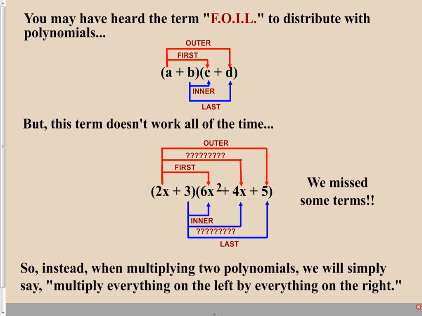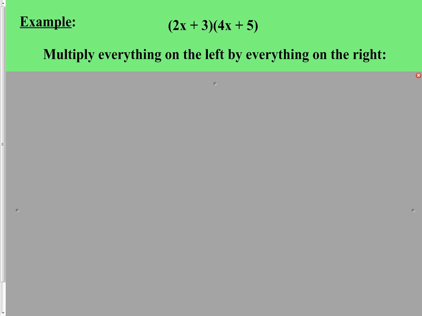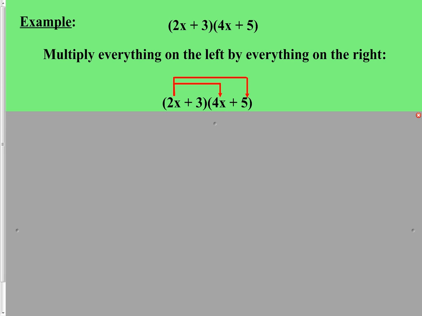So let's start taking a look at the math here. We have a couple of binomials being multiplied: 2x plus 3 times 4x plus 5. Obviously, it is a set of parentheses multiplying by another set of parentheses, so the distributive property does apply. Everything on the left must multiply by everything on the right. If it helps you keep track, don't be afraid to draw the little bridges over your terms or under your terms, to make sure you get everything connected to everything else.